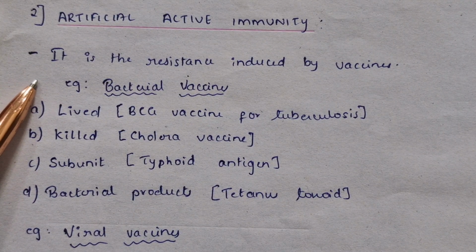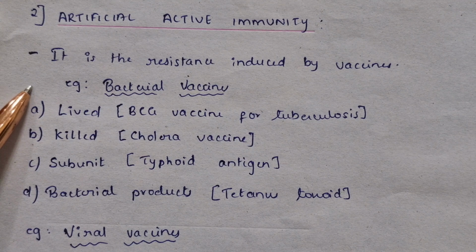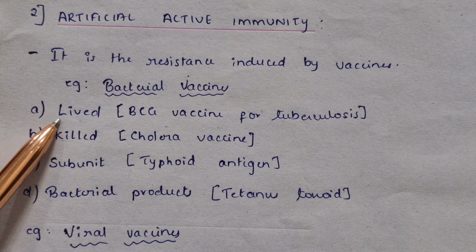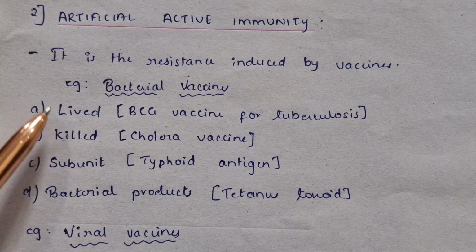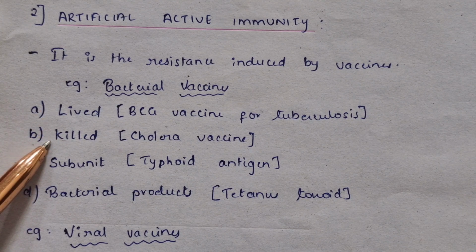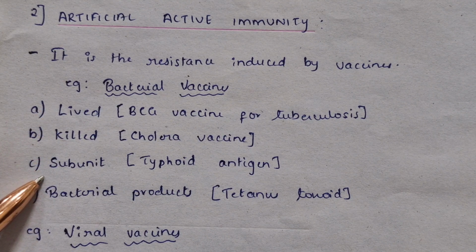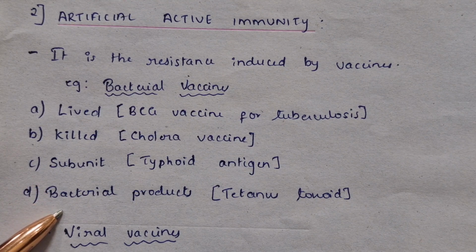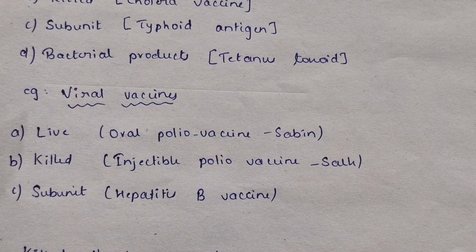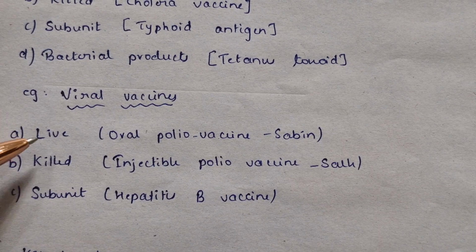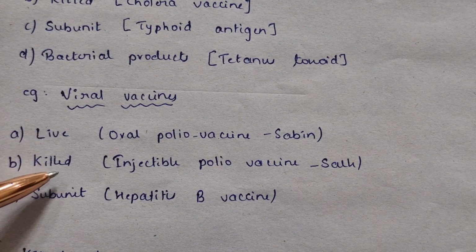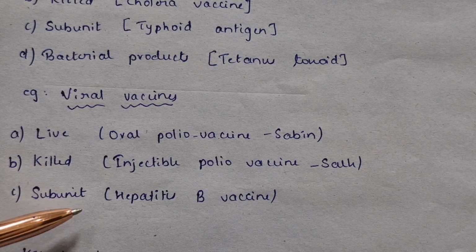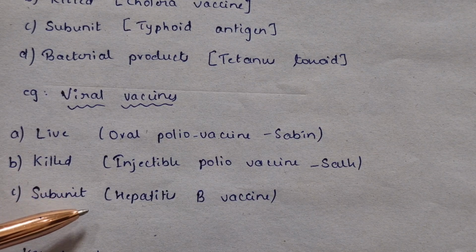It is the resistance induced by vaccines, for example, bacterial vaccines: live BCG vaccine for tuberculosis, killed cholera vaccine, subunit typhoid antigen, bacterial products, tetanus toxoid. Examples of viral vaccines: live oral polio vaccine, killed injectable polio vaccine, subunit hepatitis B vaccine.